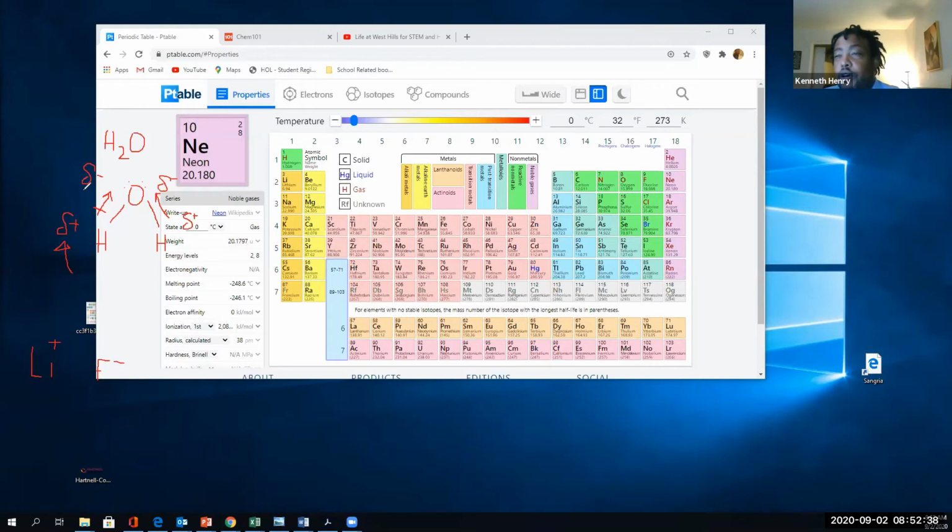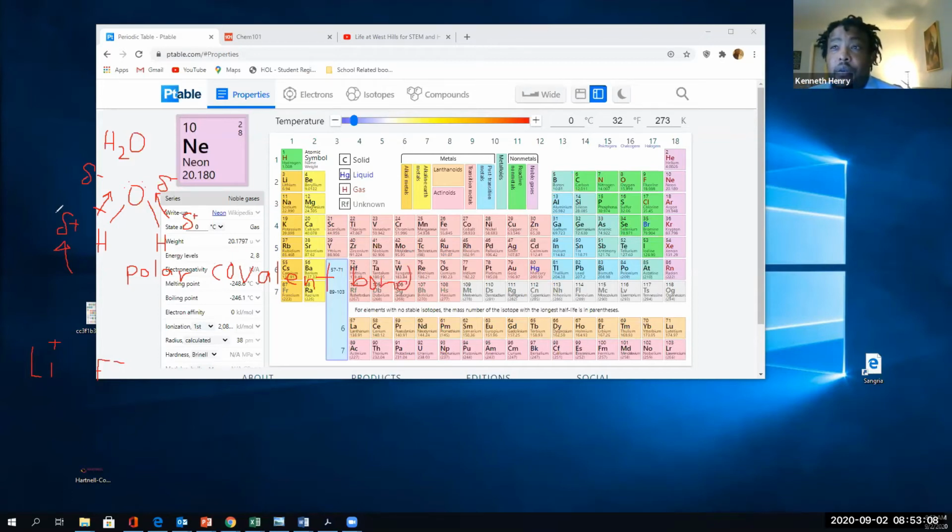Okay. So this is called polar. And the term covalent means that they're sharing the electron bond. Because they're polar.